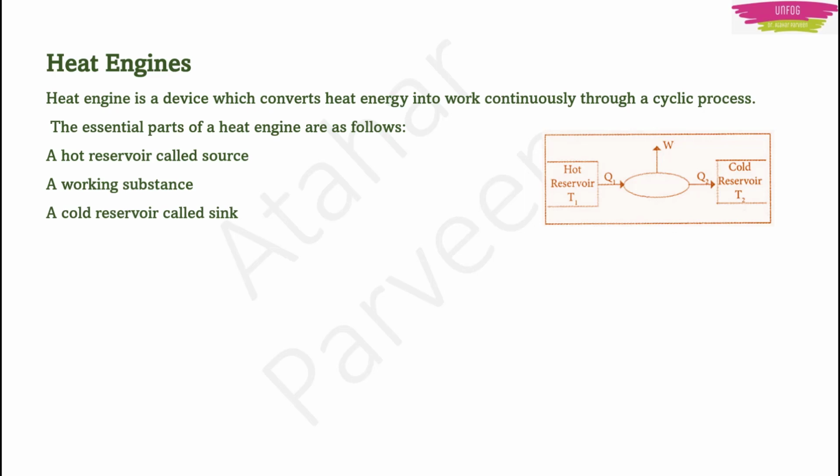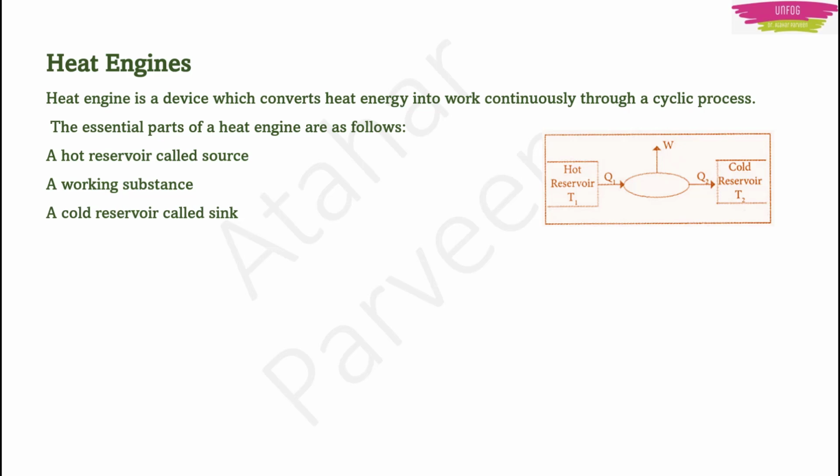Now let's talk about our heat engines. Now what is a heat engine? Obviously there is some thermodynamic process occurring in the heat engine. That's why they have put this in this chapter, right? Now what is a heat engine? A heat engine is a device which converts heat energy into work, and it does it continuously through a cyclic process. Cyclic process means every time the system comes to its initial state.